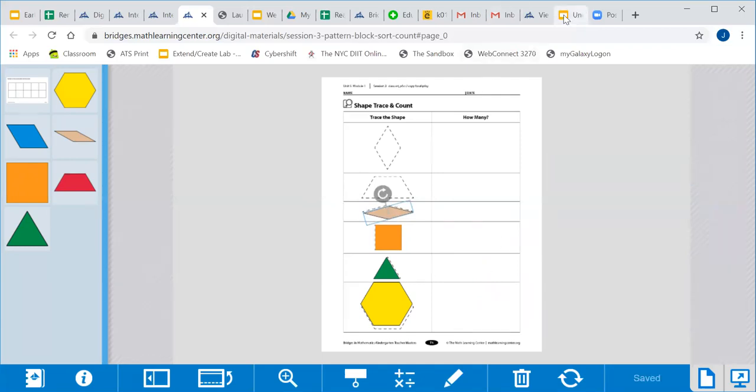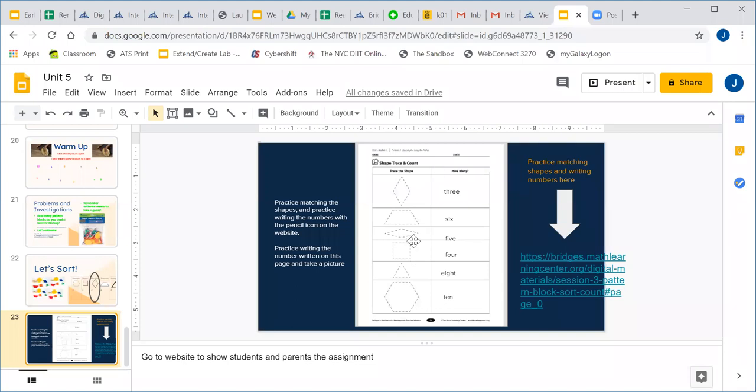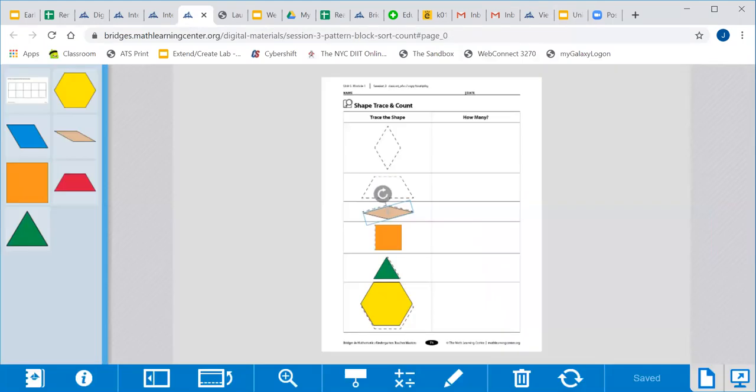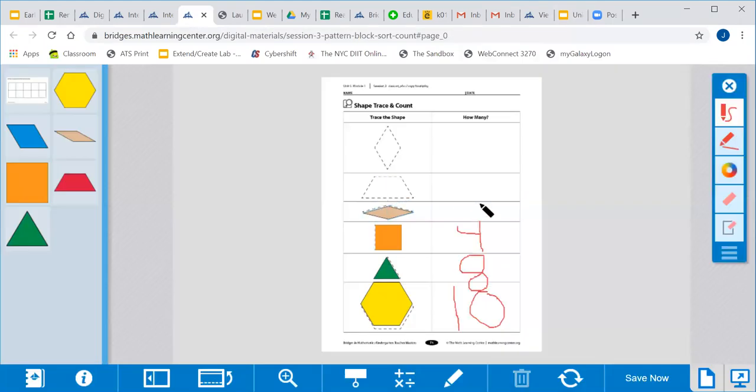All right, let's go back to the slides. How many did Miss Ewan say? Let's practice the number 5, writing the number 5. Okay, take the pen, write the number 5. Awesome job, friends.